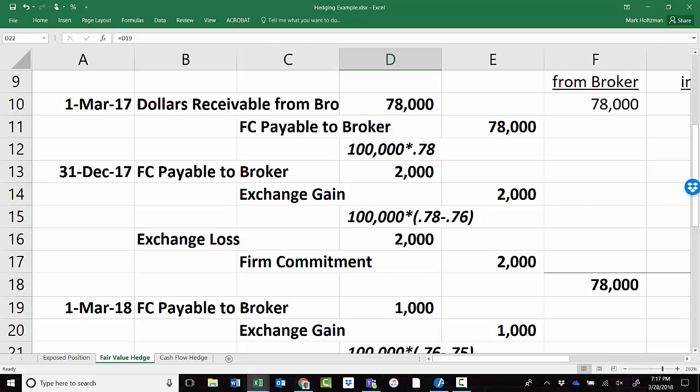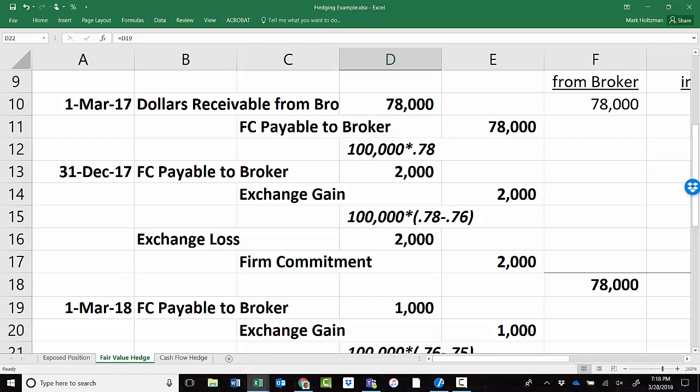Who knows what? If you try to understand what this is, let me know, because I'd like to know myself exactly what the firm commitment means. I used to explain it, and then thinking about it more, I'm like, no, it doesn't work. It's really impossible to explain what they really mean by firm commitment here. But what they really are trying to do, and this is the important thing, is they're trying to keep your liabilities at $78,000. That's what's really happening here. So basically, they're just moving the $2,000 out of foreign currency payable to broker into firm commitment.